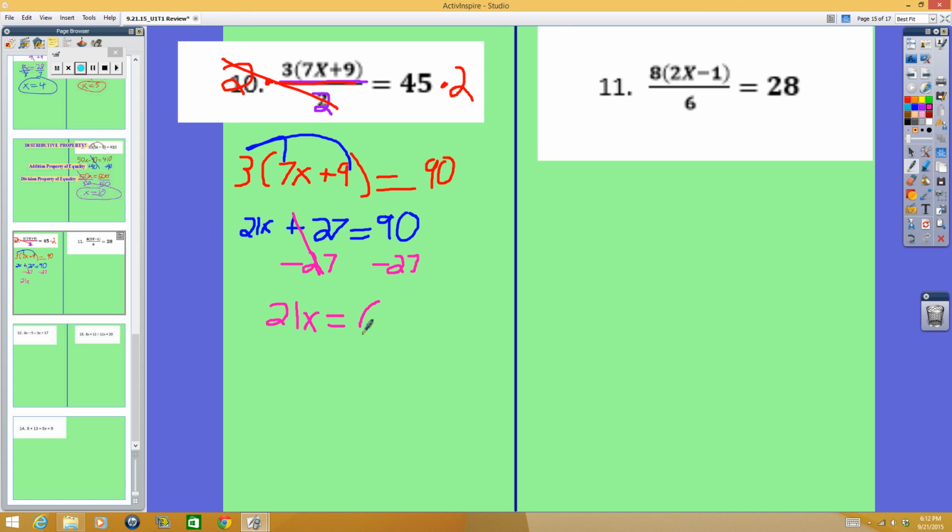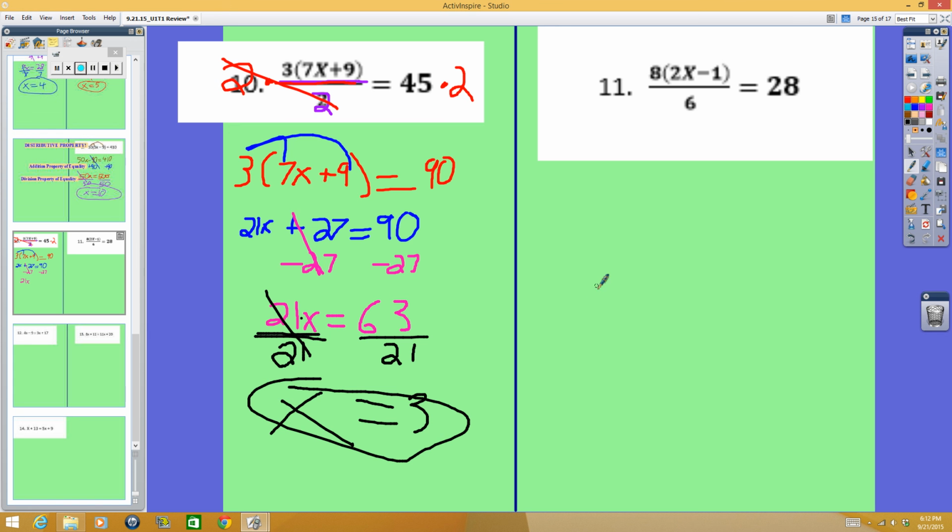Equals 63. And just like every other problem, we've got a number right next to a variable. You know there's a multiplication sign. So to get rid of it, we're going to divide. x equals 3. Get in there, guys. Almost there. Divided by 6. I'm going to multiply by 6. These guys cancel.